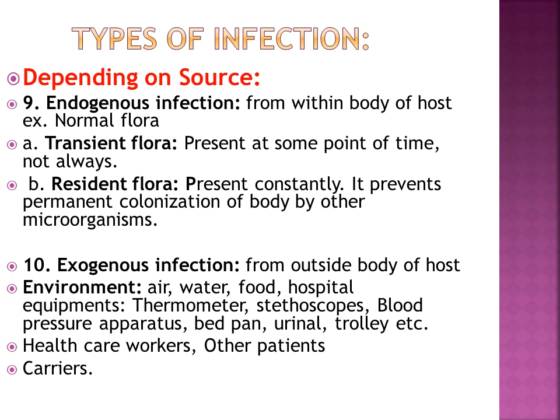Endogenous infection is from within the body of the host. Example, normal flora. There are two types of normal flora: transient flora and resident flora. Transient flora is present at some point of time, not always, and resident flora is present constantly. It prevents permanent colonization of the body by other microorganisms, that is, pathogenic microorganisms.